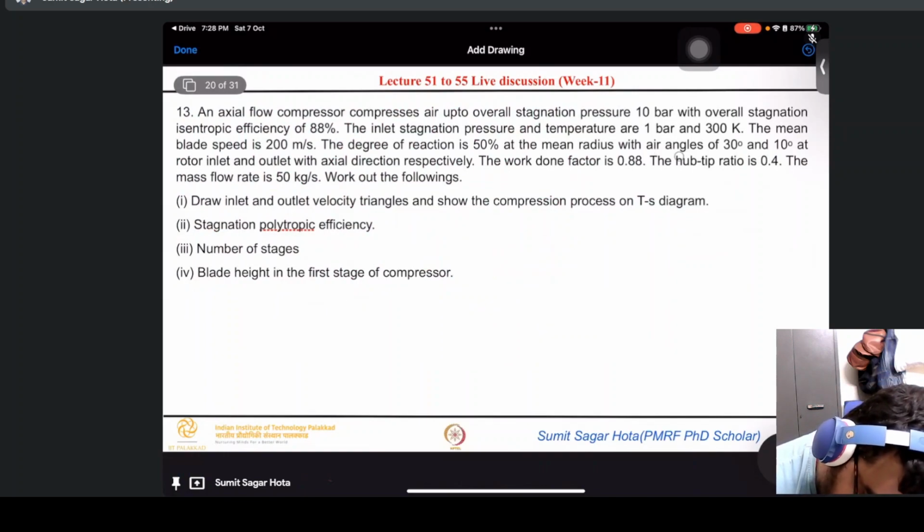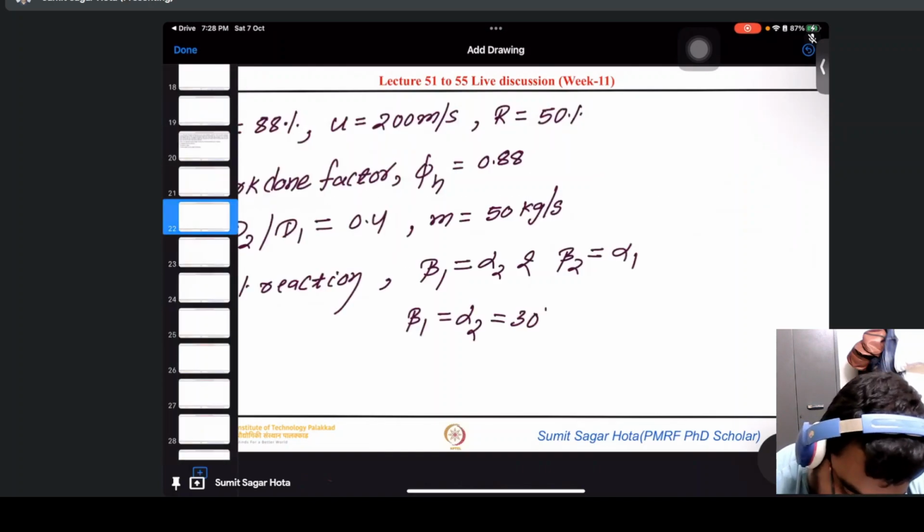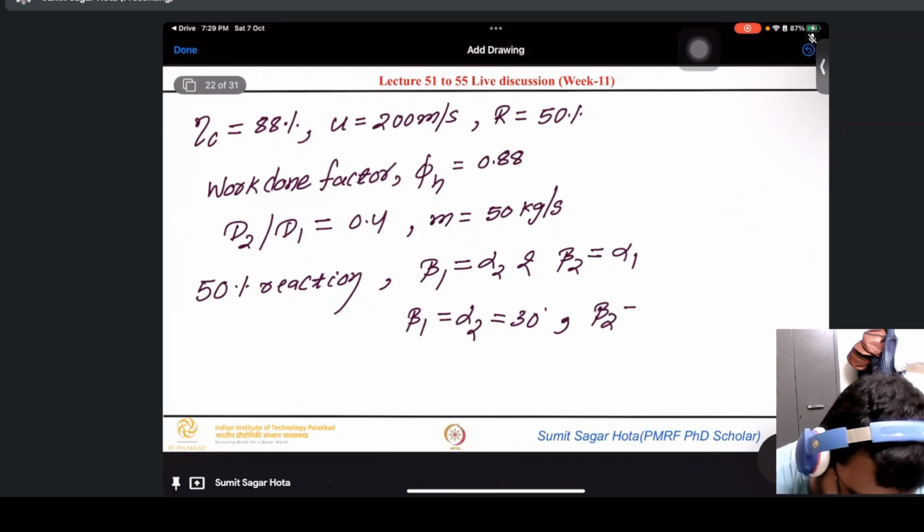The air angles are what? 30 degree and 10 degree. Okay. 30 degree and 10 degree means always remember, first is inlet, then is outlet. 30 degree is the inlet and 10 degree is the outlet. Beta 2 equal to alpha 1 equal to 10 degree.